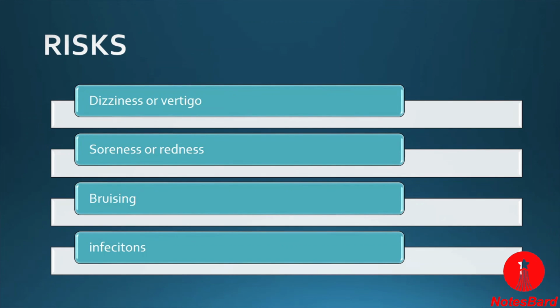Now let's discuss the risk factors while performing this test. Basically, a blood smear test is a low risk procedure. However, it includes several minor risks like dizziness or vertigo, or fainting from the sight of blood. It also includes soreness or redness at the puncture site due to small bruising, and there is a very low risk of infections caused by the blood test.